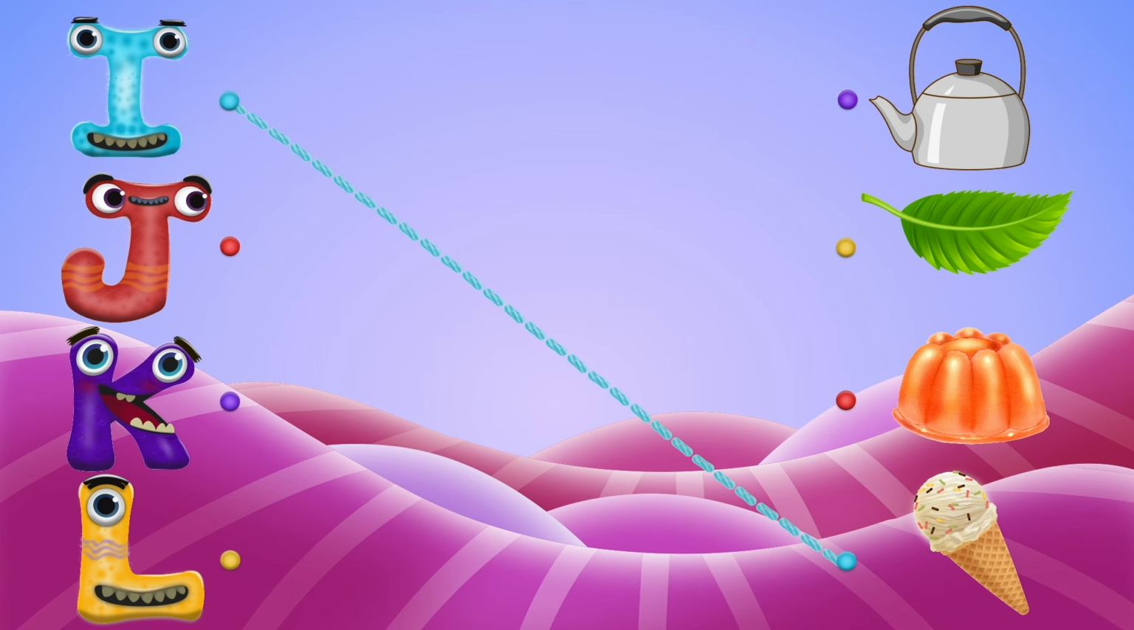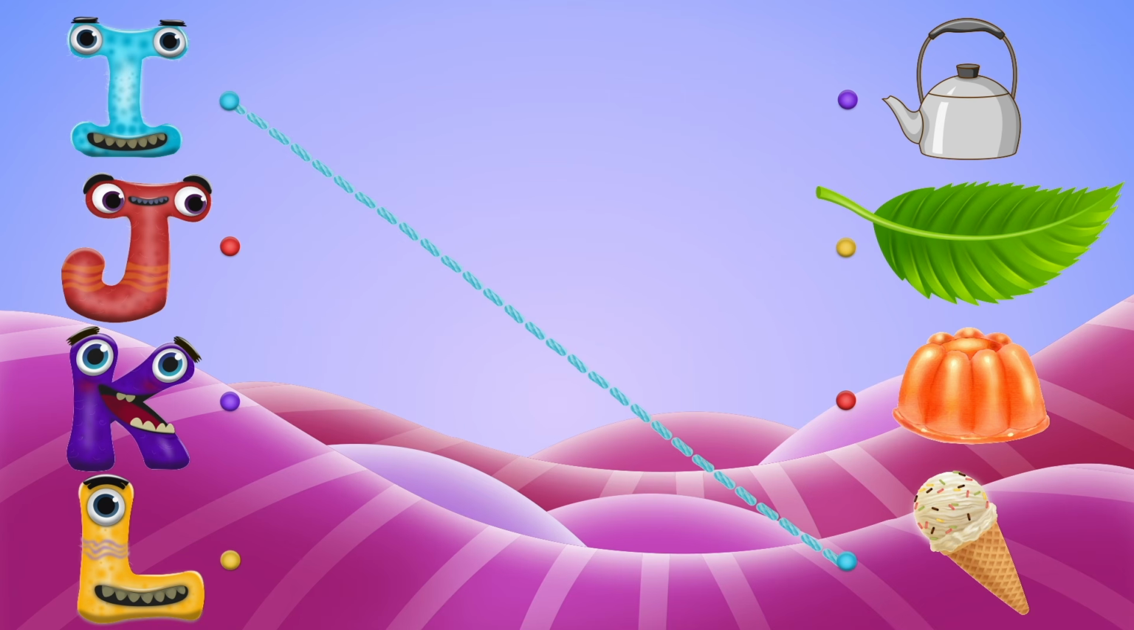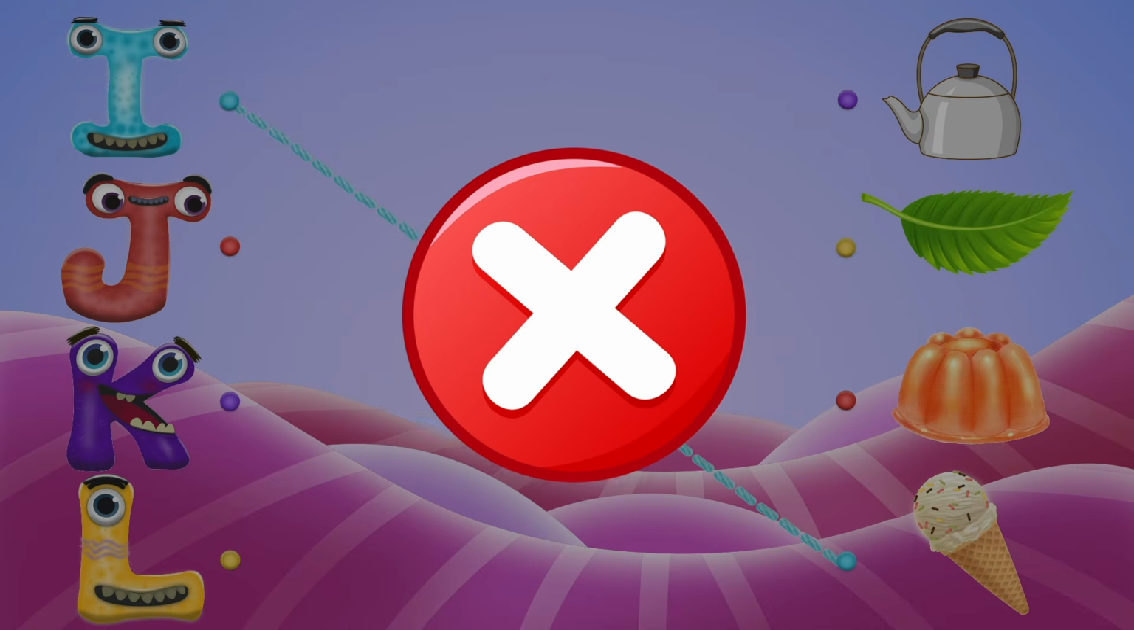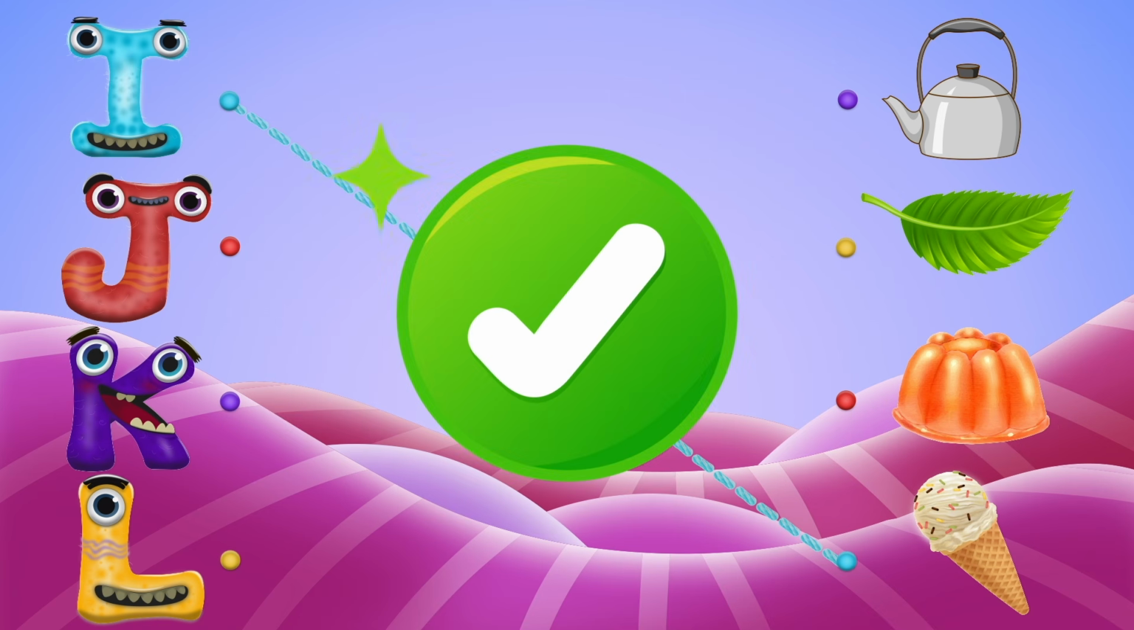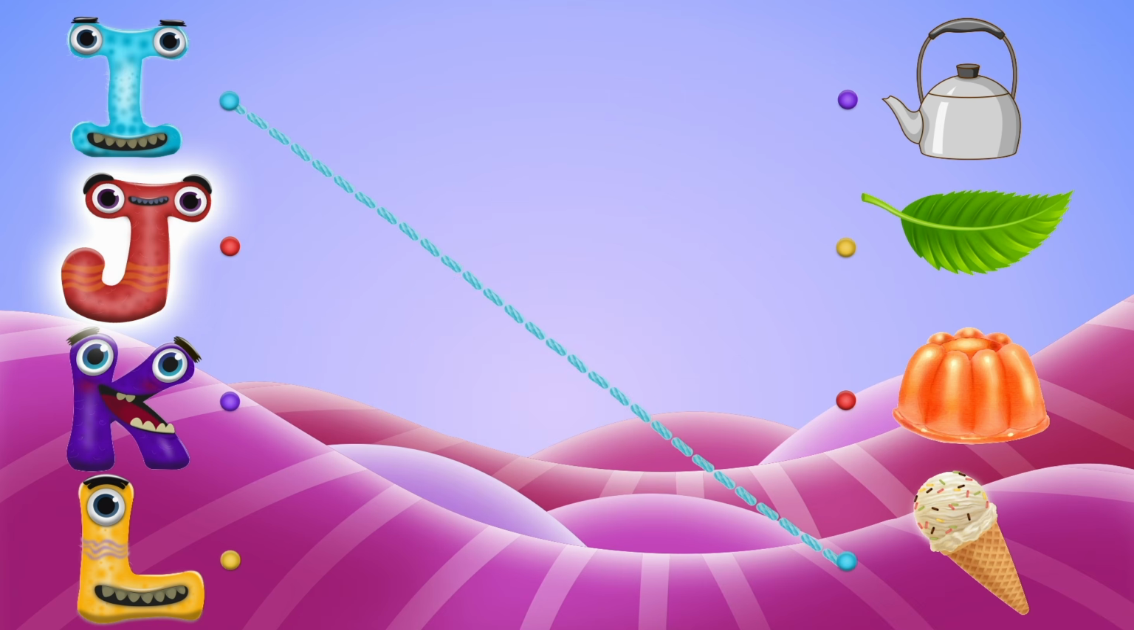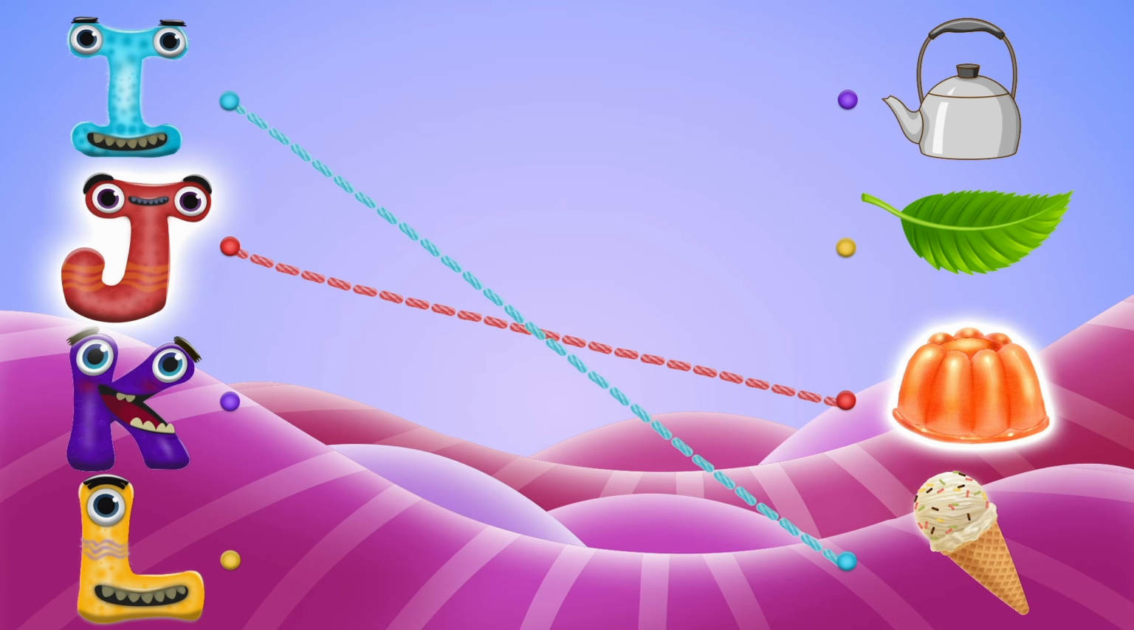Does kettle start with letter J? Does leaf start with letter J? Does jelly start with letter J? J is for jelly. Now let's proceed with letter K.